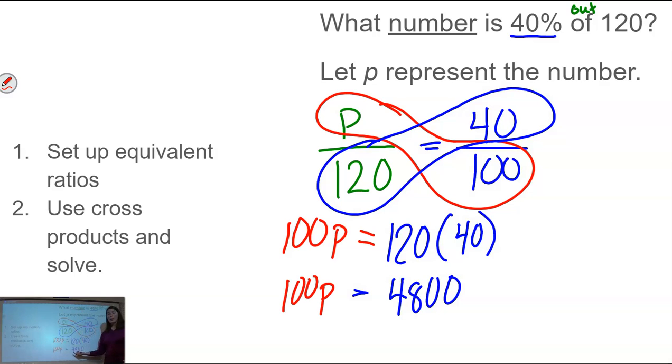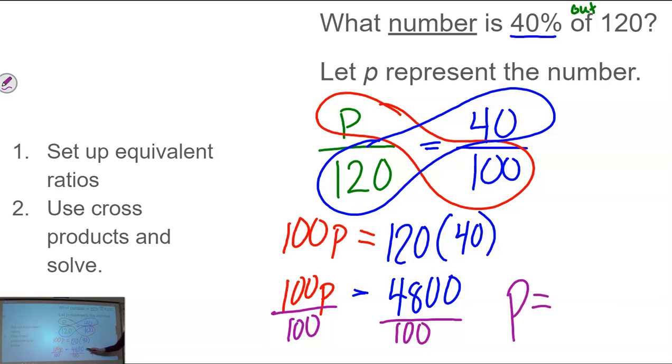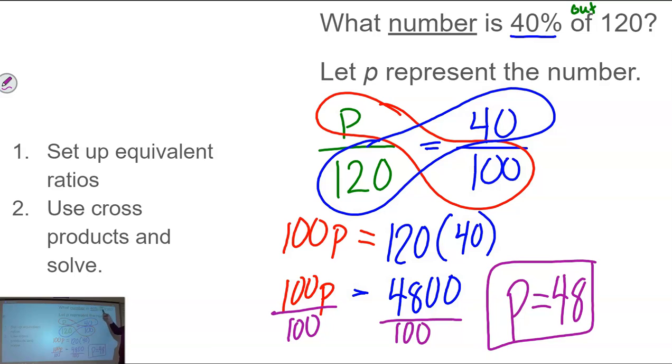To solve using algebraic equations, we see that this is 100 times P. So to undo multiplication, we divide by 100. So we use the opposite or the inverse operation. So then that means that P equals 4,800 divided by 100. So that's just 48. So what number is 40% of 120? Well, 48 is 40% of 120.